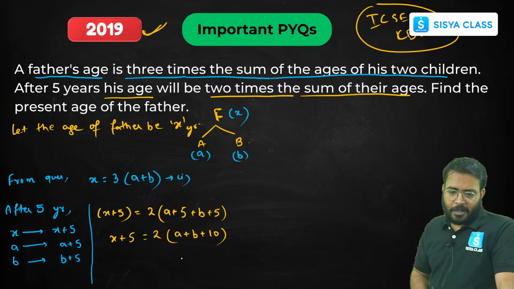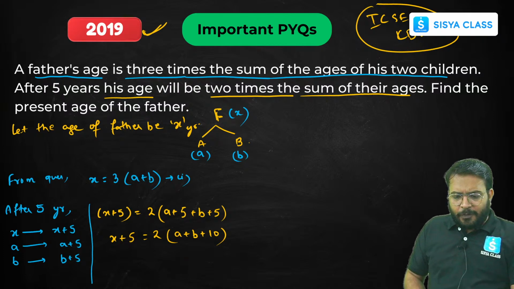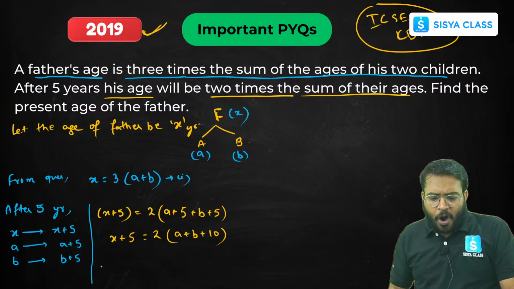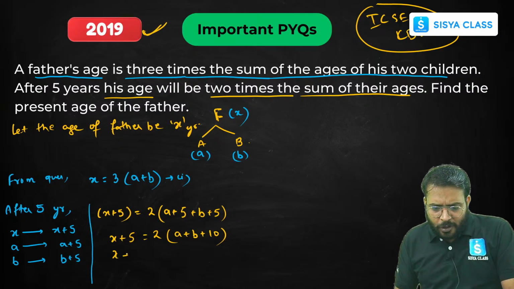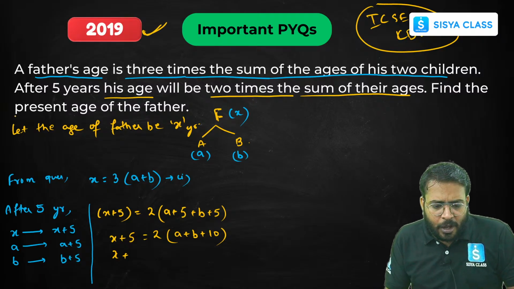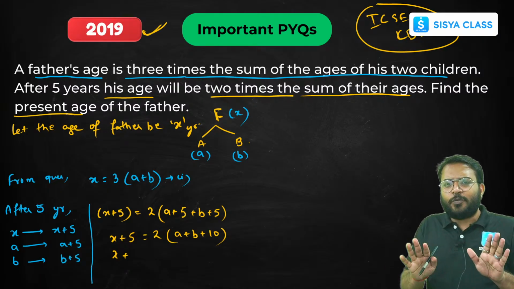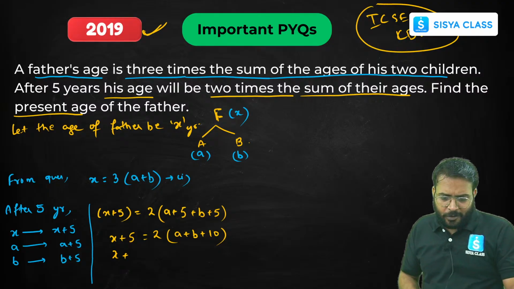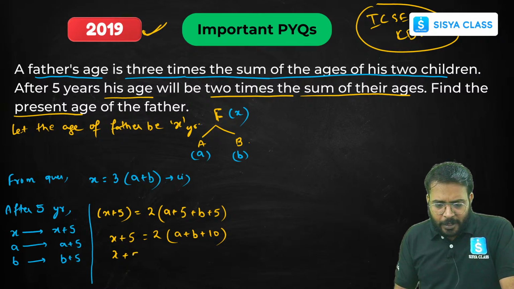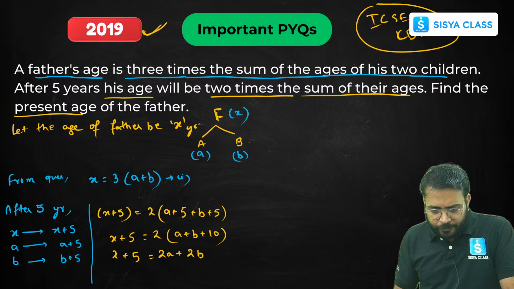So from here, can we find out the value of A plus B? Yes, we can find out the value of A plus B. Can we solve this? I need to find out the value of X here, because I need to find the present age of the father. That means we just need to find the value of X, not the values of A and B. So I can substitute the A plus B value in my equation 1. So X plus 5 is equal to 2A plus 2B plus 20.